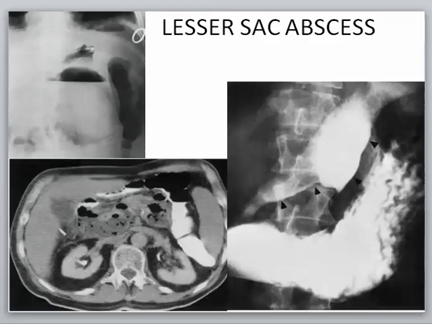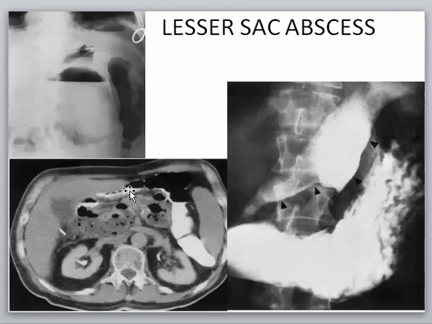A lesser sac abscess, as we said, as we examined an abscess in the pelvis, we can examine an abscess in the upper abdomen. Lesser sac abscess is an abscess behind the stomach, above and behind. So if this is the colon and this is the stomach and this is the transverse colon, it is this area which can show the abscess with fluid levels. Here are multiple fluid levels.